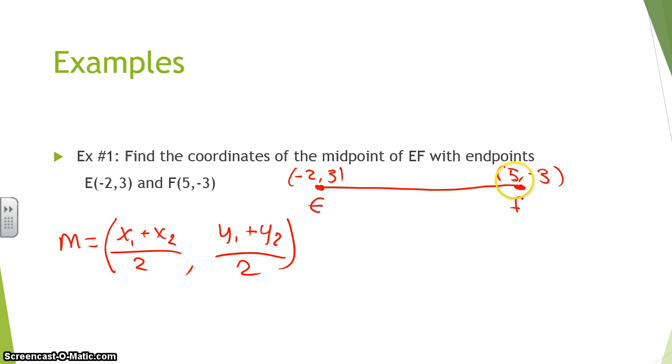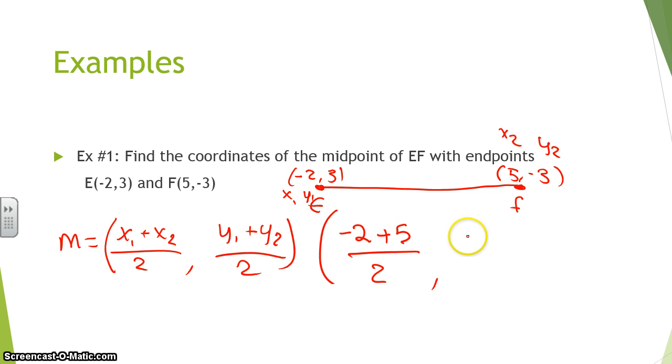When I'm looking at my E and F, we can label these points. We can call (-2, 3) x1, y1, and (5, -3) we can call x2, y2. With this set up, let's plug this into the formula. x1 is -2 plus x2 is 5, over 2. My y1 plus y2: y1 would be 3 plus y2 is -3, divided by 2.